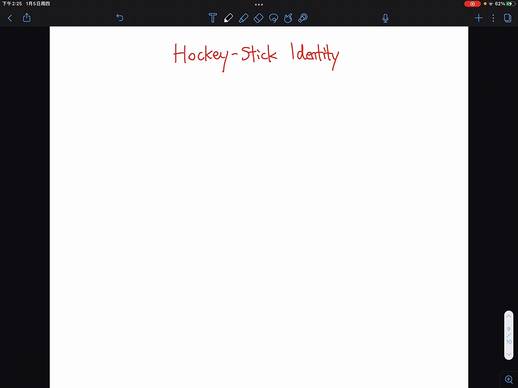Today we're going to prove one of the commonly used formulas on the AMC exams, which is the hockey stick identity. And today I'm going to write down the formula and prove it using an example. So let's write down the formula first. It is sigma I choose R, all the way from I equals R to K. That equals K plus 1 choose R plus 1.